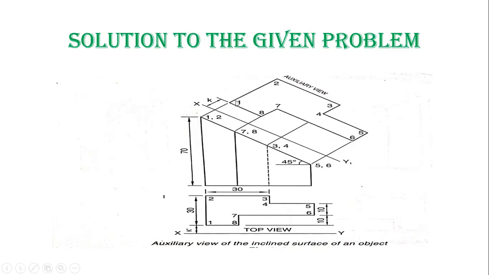Now, finally, the points obtained are joined with a bold line in correct sequence. That means 1, 2, 3, 4, 5, 6, 7, 8, and finally 1. Thus, the true shape of the inclined surface is obtained.